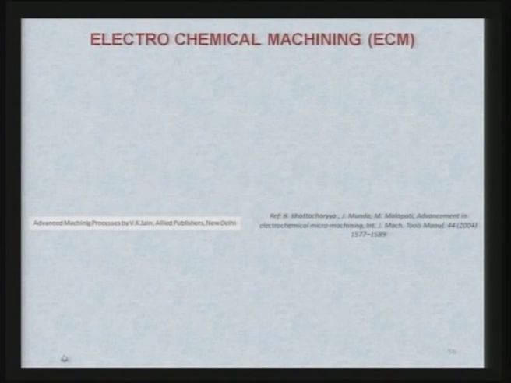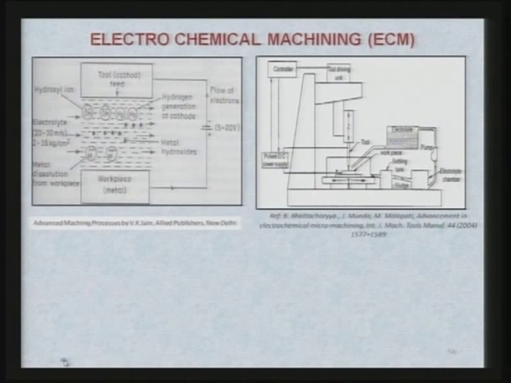Electrochemical micro machining. Now, this setup we have already discussed while discussing electrochemical machining in our earlier chapters, and this is quite obvious, where you have the tool as the cathode and the workpiece as the anode, and electrolyte is flowing in the gap between the two electrodes.